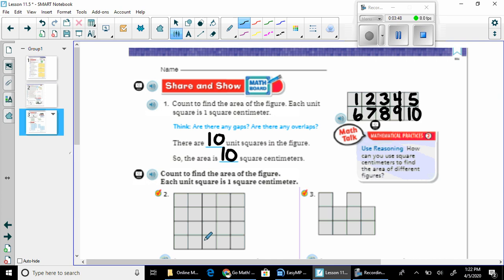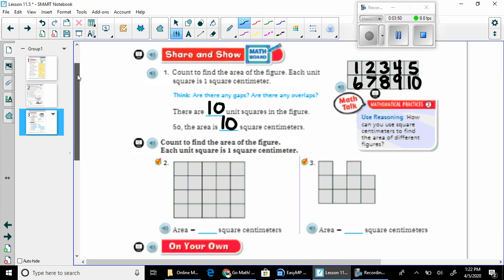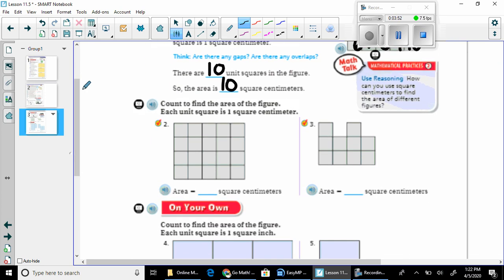Okay. All right, so same thing for number 2 and 3. This time I would like you to pause the video, go ahead and count each unit square. We are measuring in square centimeters, and we will compare answers. So pause for number 2. All right, so if you went through and counted up each unit square, you should have got an area of 20 square centimeters, okay? Again, if you did not get 20, go ahead and pause the video and recount.